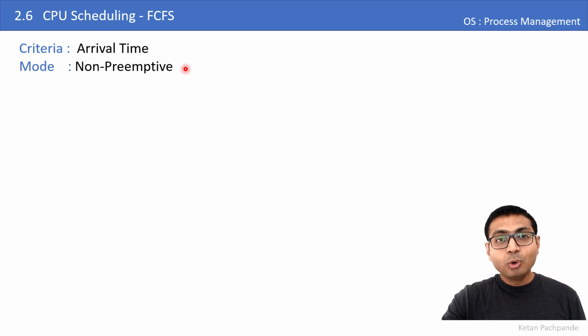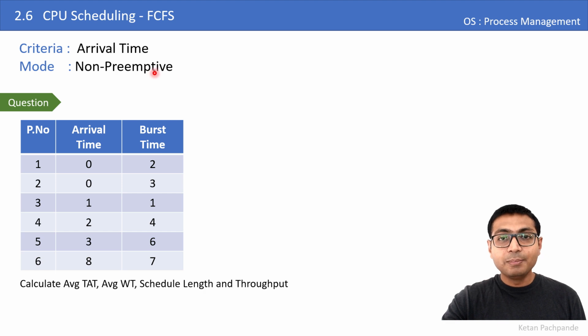And the mode means whether this algorithm behaves in a preemptive manner or non-preemptive manner. Here the FCFS by default behaves in a non-preemptive manner, meaning that once a process is scheduled, the OS cannot halt the execution of that process forcefully. So let me explain this with the help of an example.